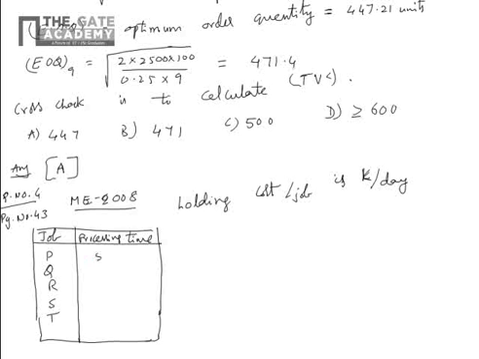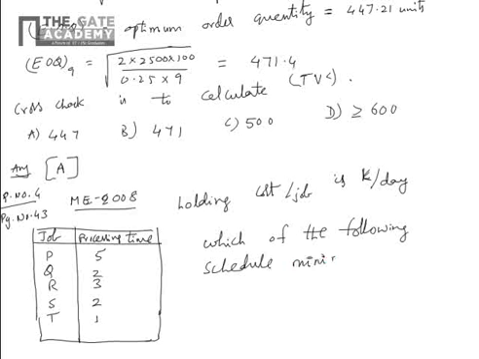Processing times are P 5 days, Q 2, R 3, S 2, T 1. So a schedule that minimizes the total inventory cost. Which of the following schedules minimizes total inventory cost?